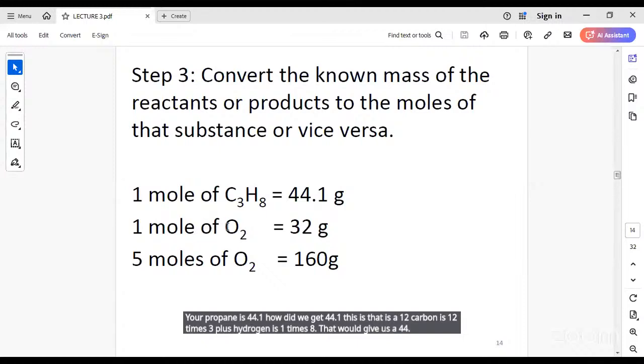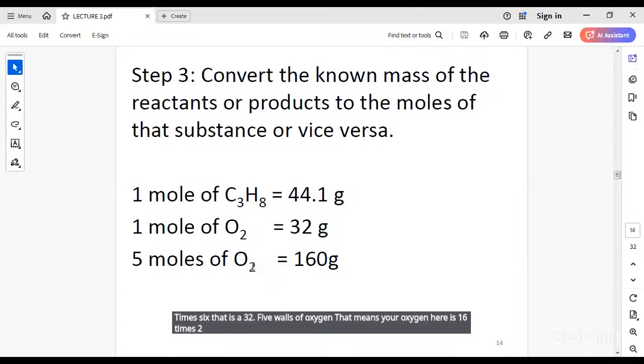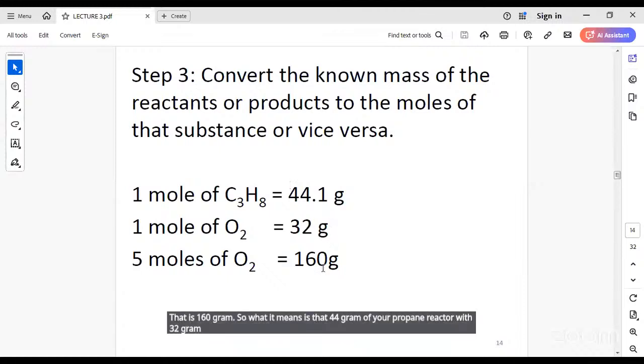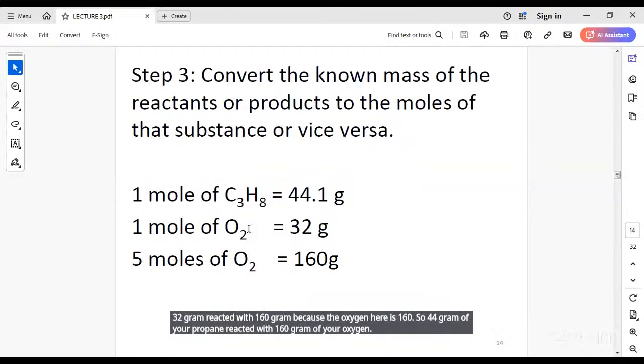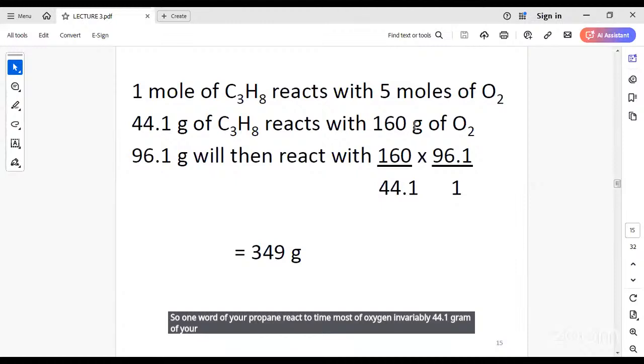1 mole of oxygen is 32 grams. How did we get 32? Your oxygen is 16 times 2, that is 32. 5 moles of oxygen means 32 multiplied by 5, that is 160 grams. So what it means is that 44 grams of your propane reacted with 160 grams of your oxygen. So 1 mole of your propane reacts with 5 moles of oxygen. Invariably, 44.1 grams of your propane react with 160 grams of oxygen.